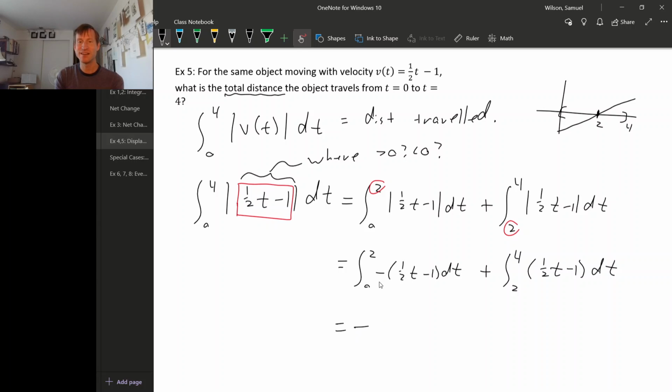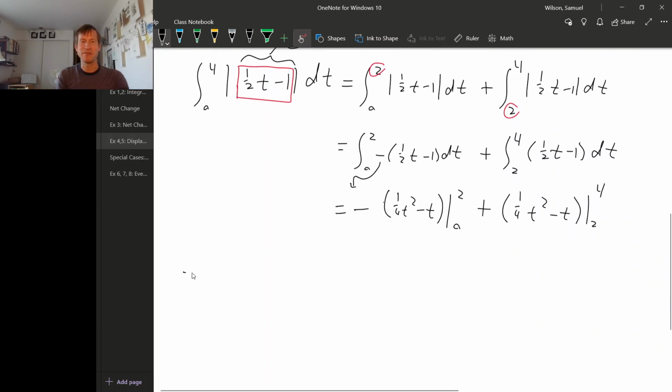Let's move this minus sign outside the integral. Let's write down an antiderivative for 1/2 t minus 1. That's 1/4 t squared minus t. And this is going to be from 0 to 2, plus, and then integrate again, 1/4 t squared minus t, from 2 to 4. And now we just need to do all the arithmetic of plugging everything in.